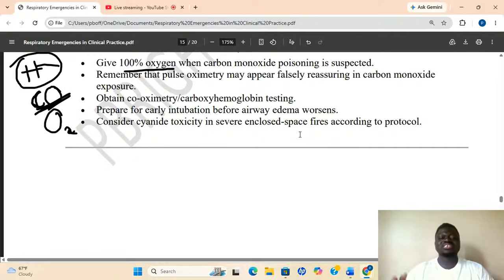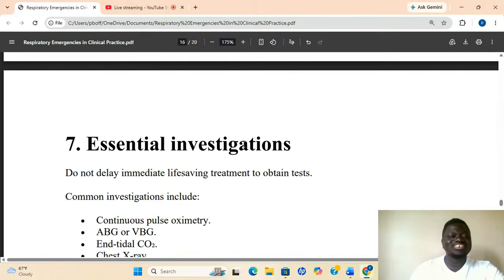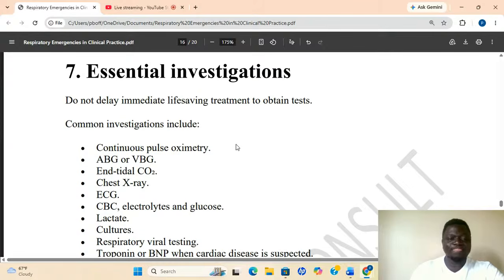Then you consider cyanide toxicity in severe enclosed fires, especially people who work in factories. When cyanide binds with your blood cells, you are in big trouble. Okay, serious poisoning. So, guys, these are the major respiratory emergencies that we can encounter in the hospital or whichever environment we find ourselves.